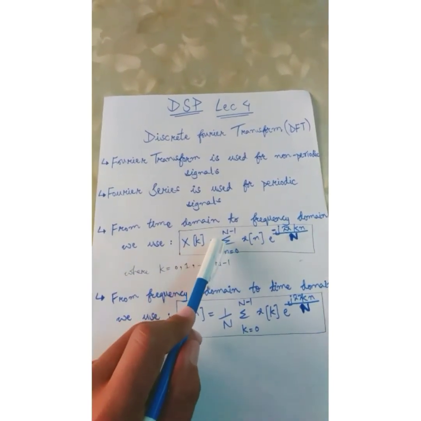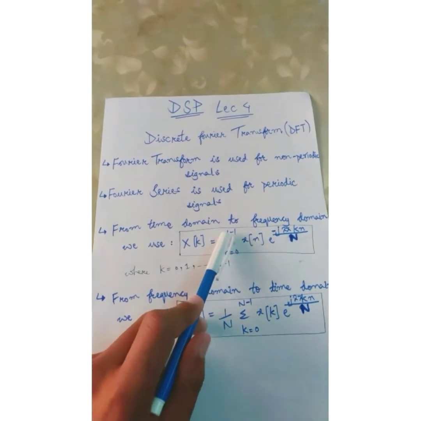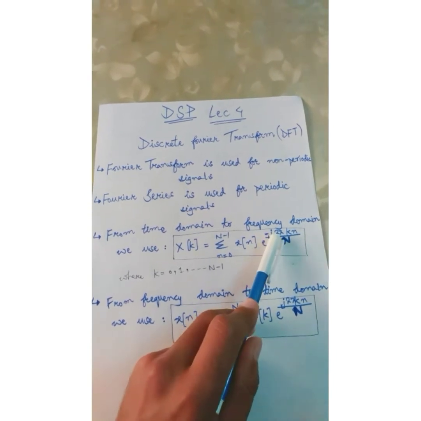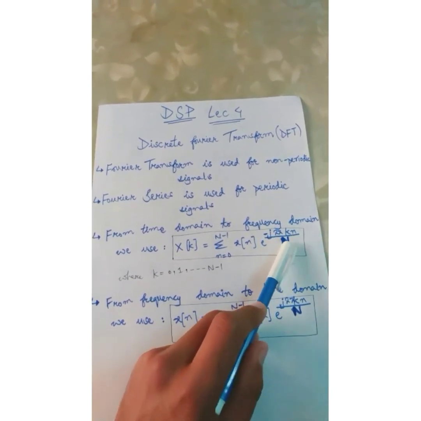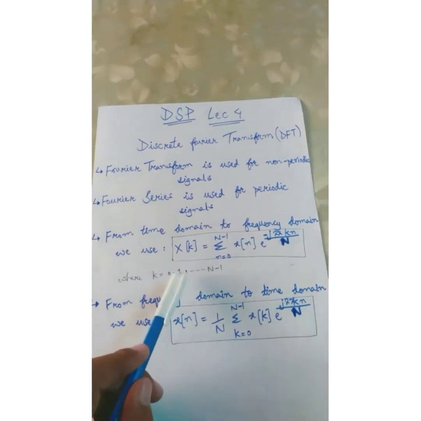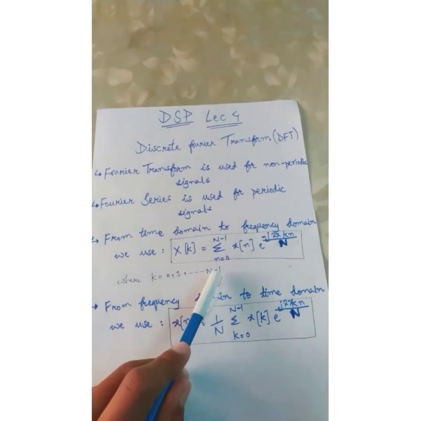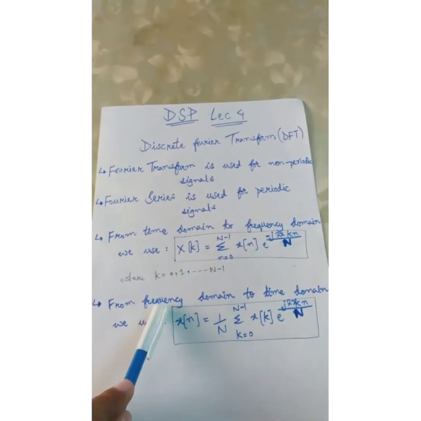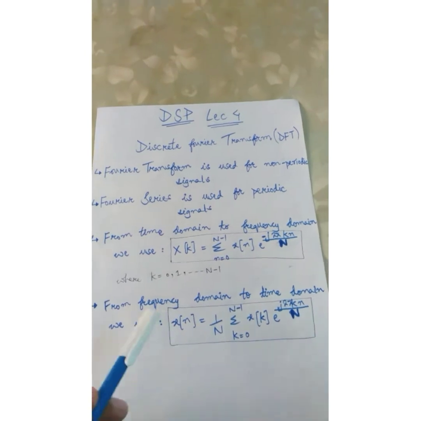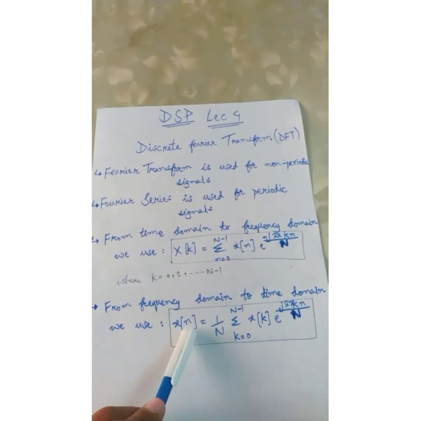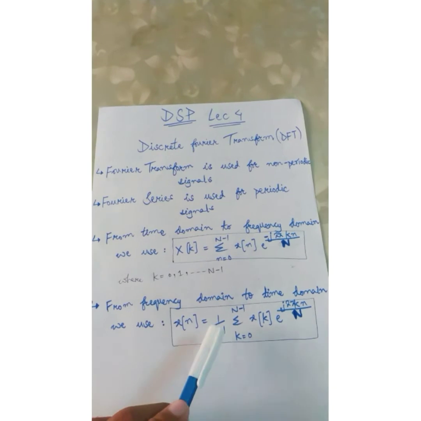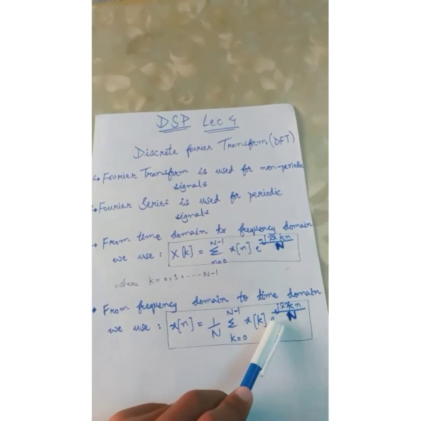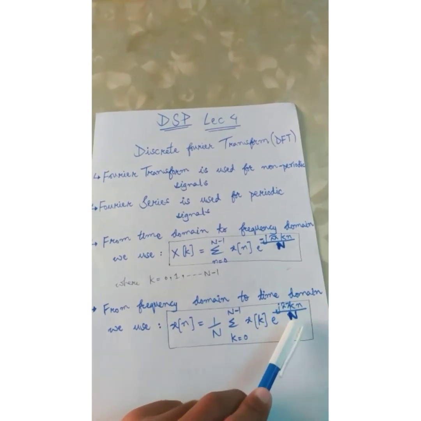X of k is equal to summation n is equal to 0 to N minus 1 x of n exponent minus j 2 pi k n divided by capital N, where k is equal to 0 and it goes up to N minus 1. On the other hand, if we want to convert a signal from frequency domain back to the time domain, we use this formula, that is x of n is equal to 1 by N summation k is equal to 0 to N minus 1 X of k exponent j 2 pi k n divided by capital N.